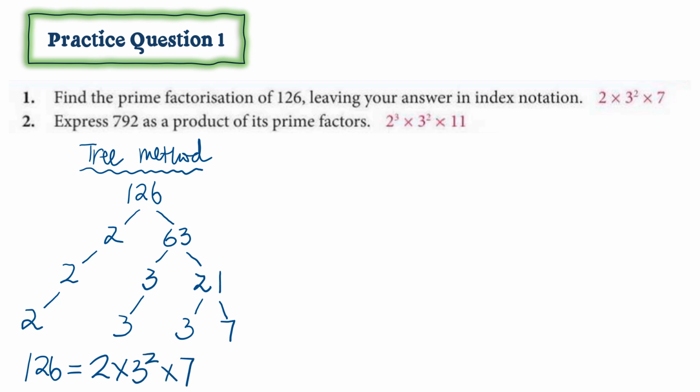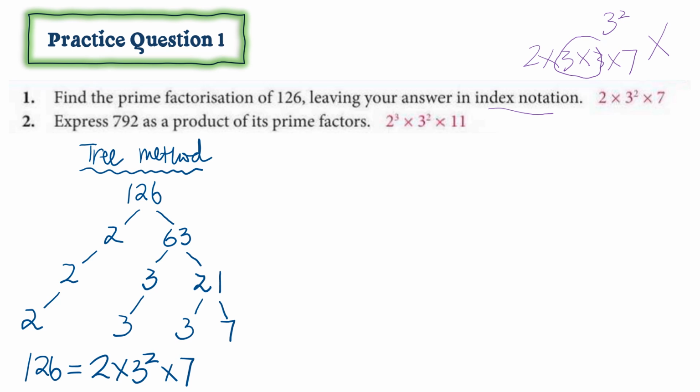Alright, you have to write it in index notation. Therefore, you cannot write it as 2 times 3 times 3 times 7. If you write your answer as 2 times 3 times 3 times 7, you'll be marked wrong because you're asked to express it in index notation. You have to stack this 3 times 3 to become 3 to the power of 2.